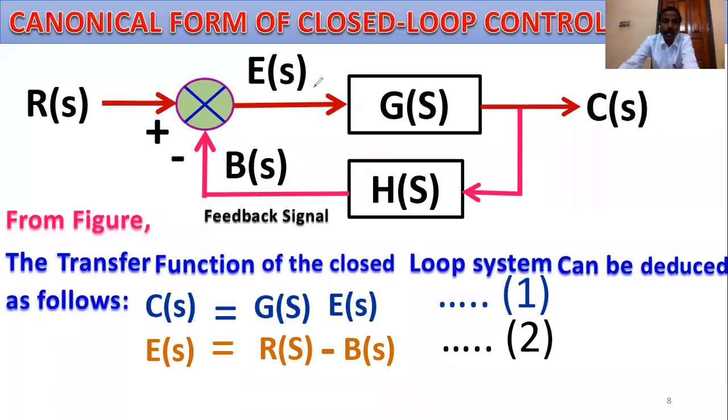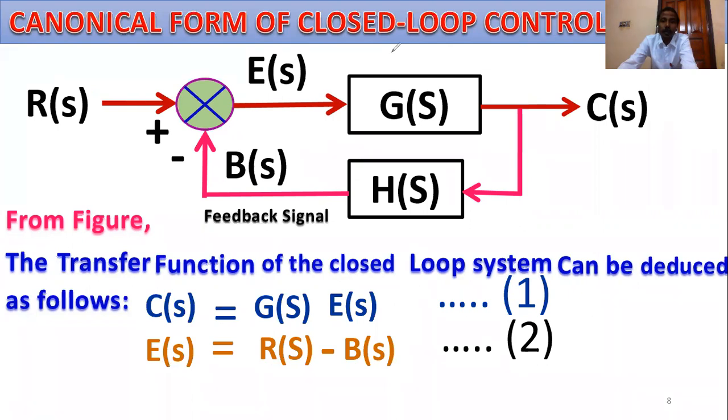So in this case, the error signal E(s) equals the reference signal R(s) minus the feedback signal B(s). So E(s) equals R(s) minus B(s). This is equation number 2.